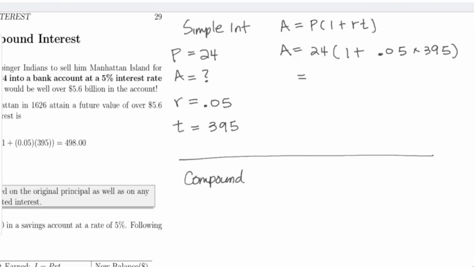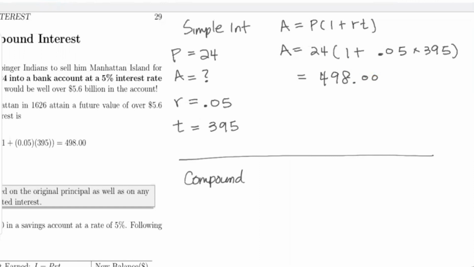Originally we have to do order of operations, but a computation like this you can do in one step on the calculator. This calculator automatically recognizes order of operations. So in just one step you enter it, and you should have 495, which is exactly what we just computed. So your balance after 395 years is $498.